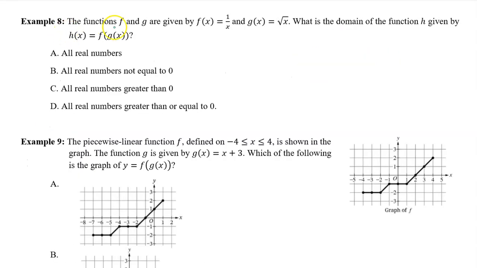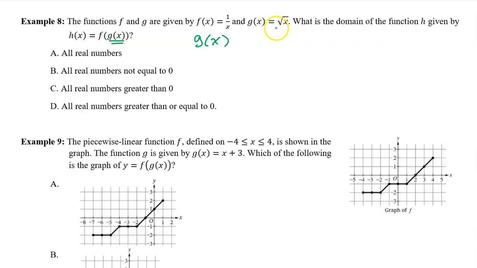Example 8. The functions f and g are given by f of x equals 1 over x, and g of x equals the square root of x. What is the domain of the function h given by h of x equals f at g of x? Start with the inner function, which in this case is g of x. Any restrictions on the inner function will automatically be restrictions on the overall composite function.